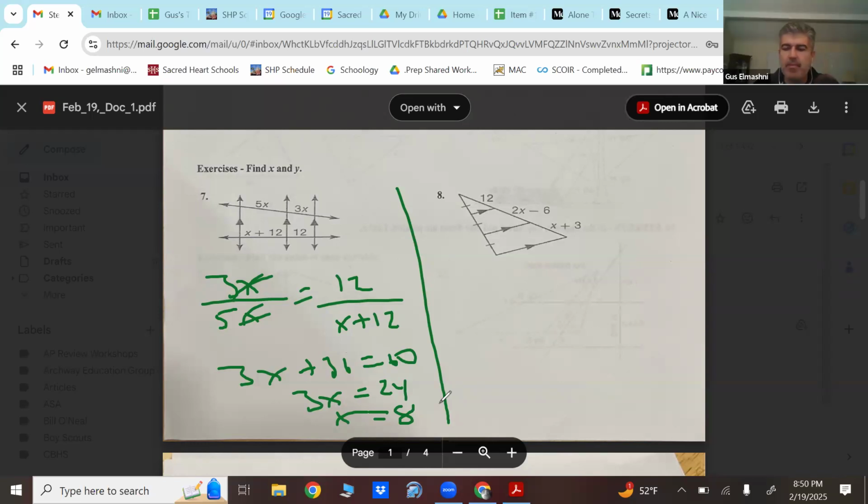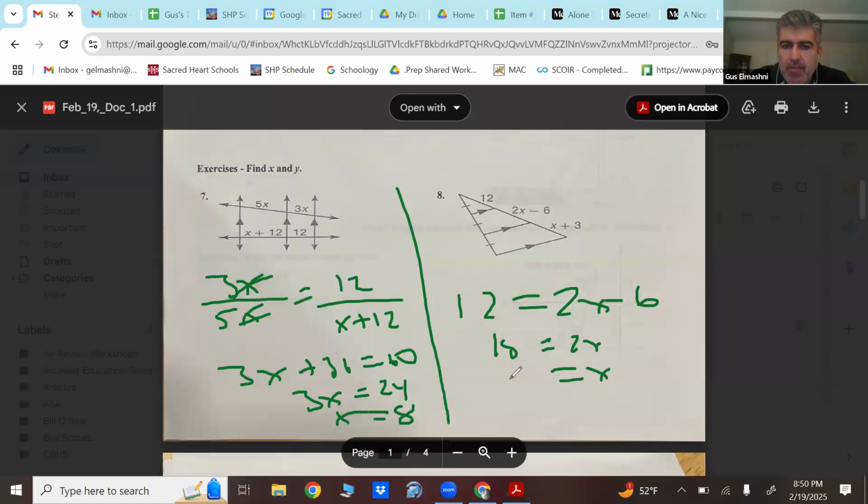Then here, I see all these are the same. So I kind of expect the same thing here. So 12 over 2x minus 6, that's equal to 1, or they just equal each other. Therefore, 18 equals 2x, x is 9. Therefore, that's 12. That makes sense. We're okay.